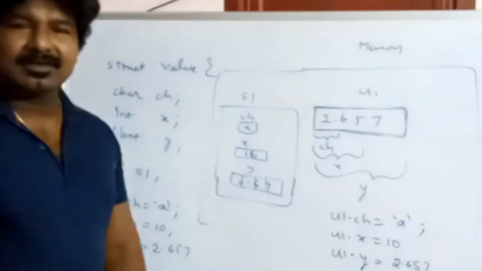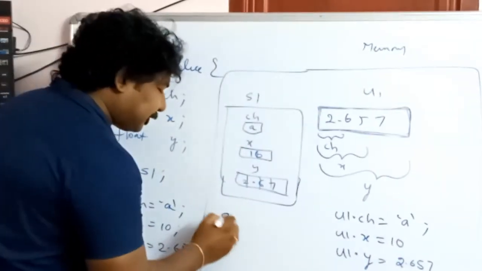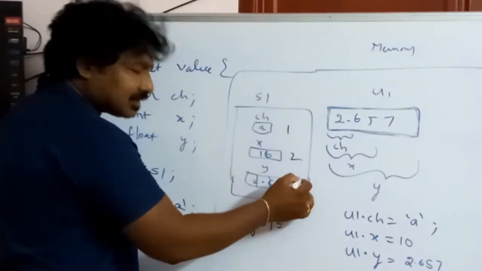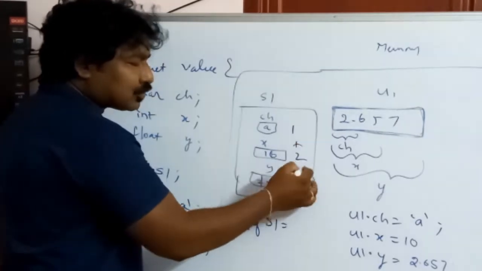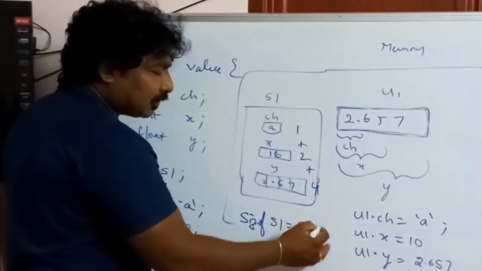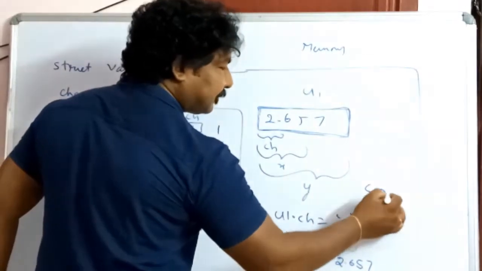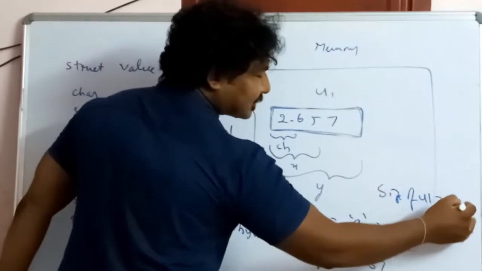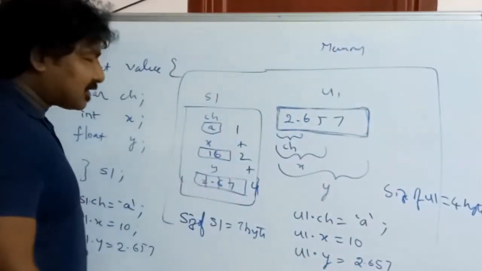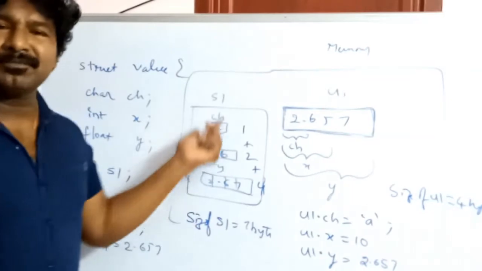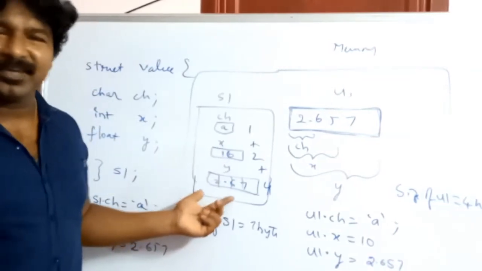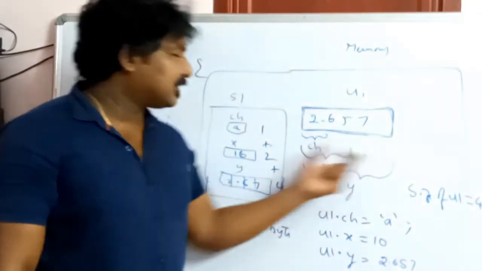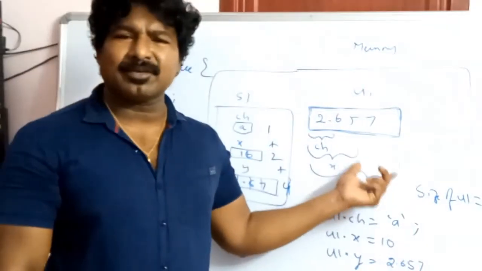When you compare the sizes, the size of s1 is 1 plus 2 plus 4, that is 7 bytes. But here the size of u1 is only 4 bytes, that is the size of y. So the sizes are also different. Here the sum of all the members is the size of the structure variable, and here the size of the largest member is the size of the union variable. So this is the way the structure is different from a union.